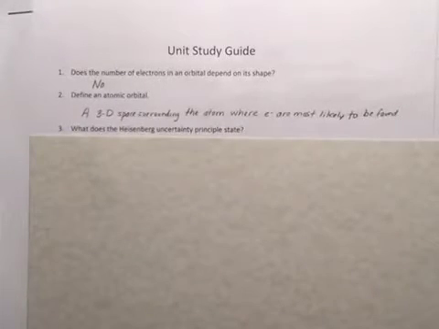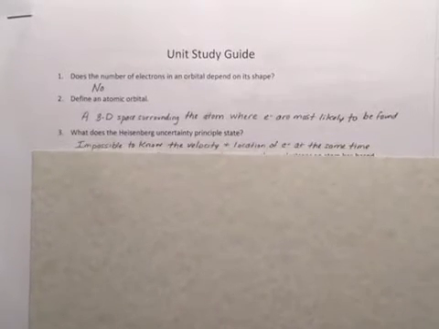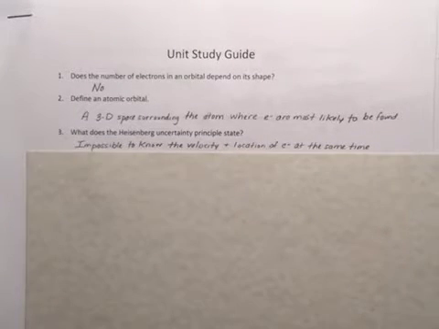Number 3, what does the Heisenberg uncertainty principle state? That is the one where it says that you can't know both the position and velocity of an electron at the same time. If you try to measure one, you disturb the other, and vice versa.